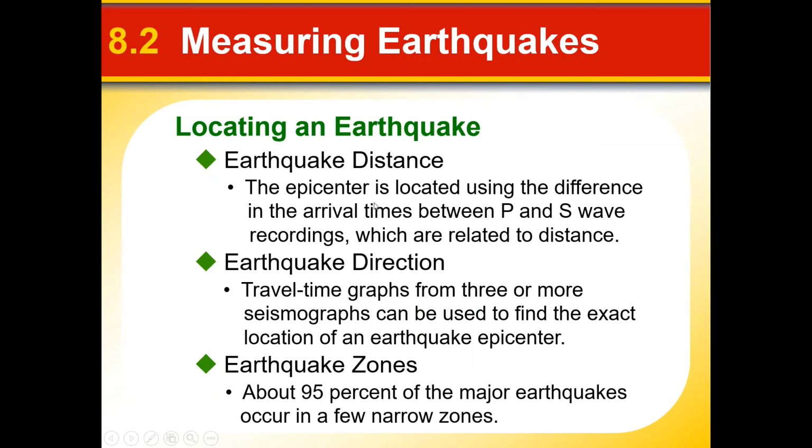So basically, a seismograph cannot really determine the exact location, but it can determine the distance of an earthquake, from the epicenter to the seismograph. And from there, using three different seismographs located in three different directions, based on where those three distances meet, they can narrow down the location of the earthquake and its direction from the seismograph.